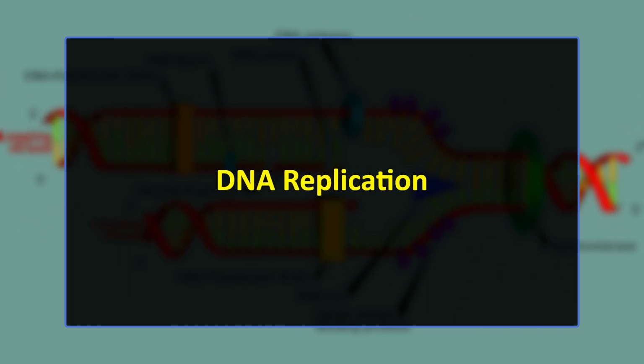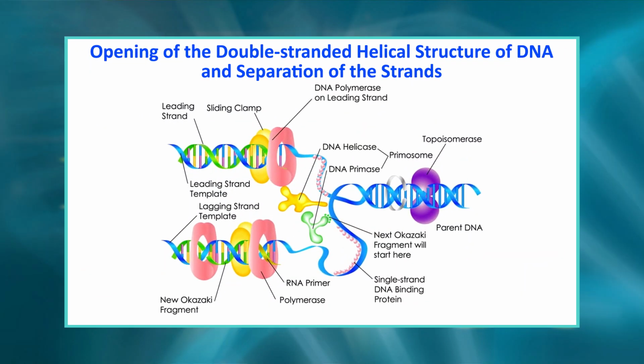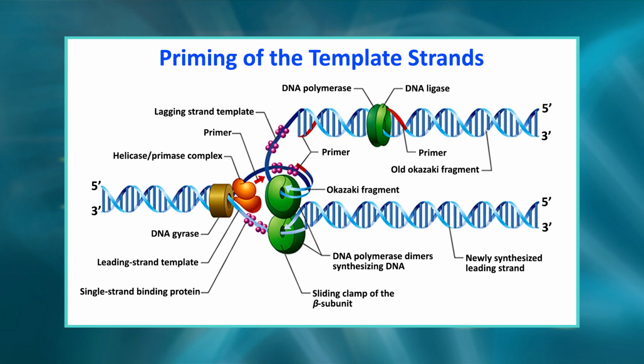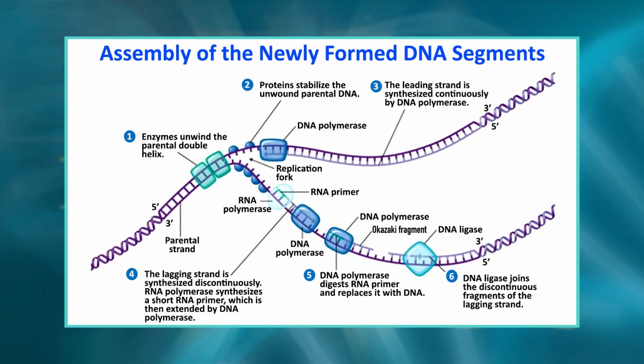Dear students, now let us discuss DNA replication in detail. DNA replication takes place in 3 major steps. First is the opening of the double-stranded helical structure of DNA and separation of the strands. Second is the priming of the template strands. Third is the assembly of the newly formed DNA segments.